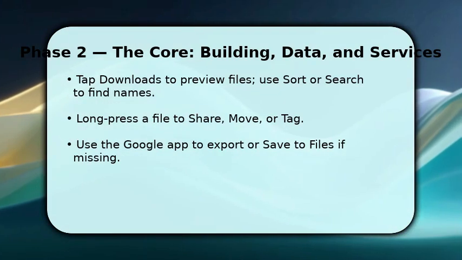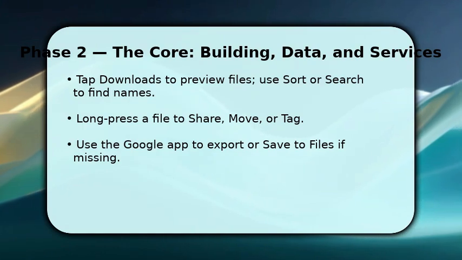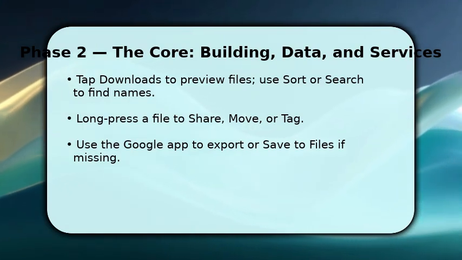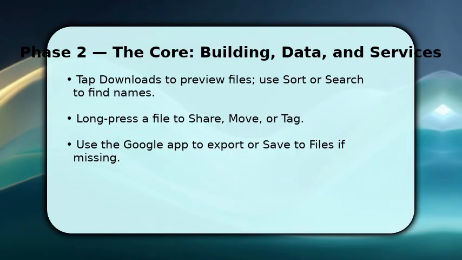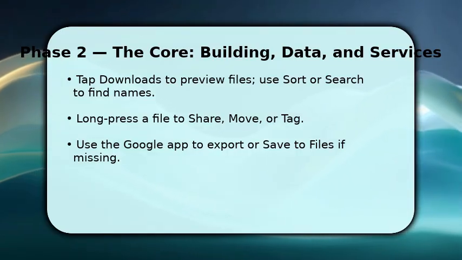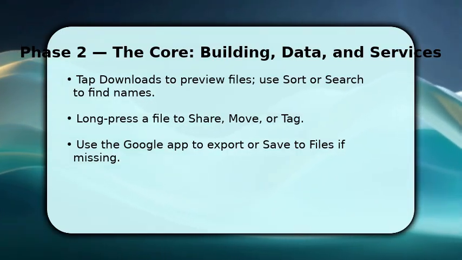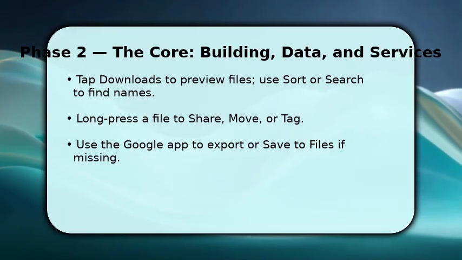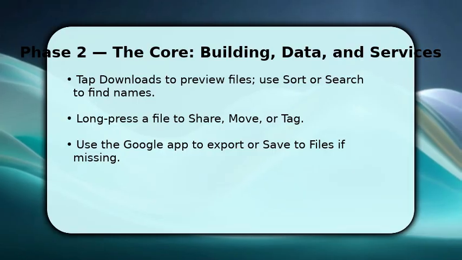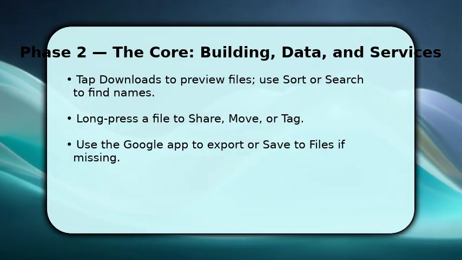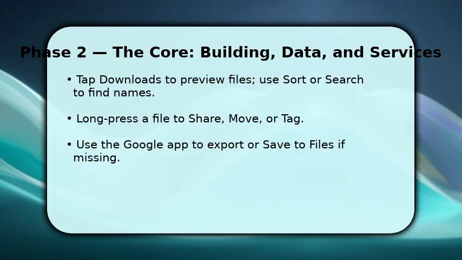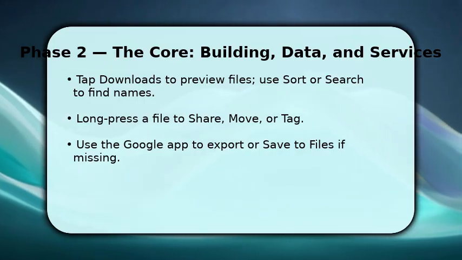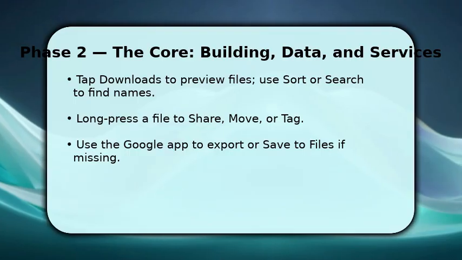Once you locate the Downloads folder, tap a file to preview it. If you don't see it, immediately use Search or Sort by date. Make sure to long press any file to reveal Share, Move, or Delete options. Share lets you save to another folder or send to an app. If the file is still in Chrome or Gmail, open the app, locate the download history, and choose Save to Files so iOS keeps a copy where Files can manage it.